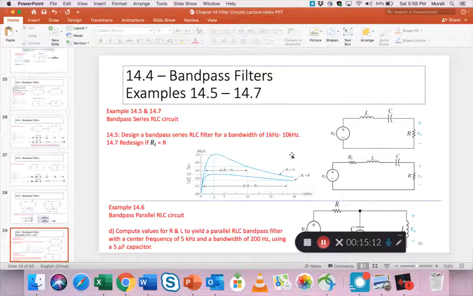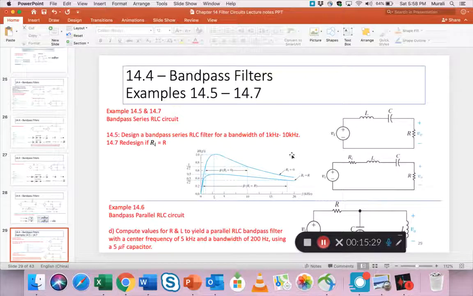So that is the problem with having additional resistances. We saw that when we had a load resistance in some filters. Now we have a series source resistance, and we have the same problem.